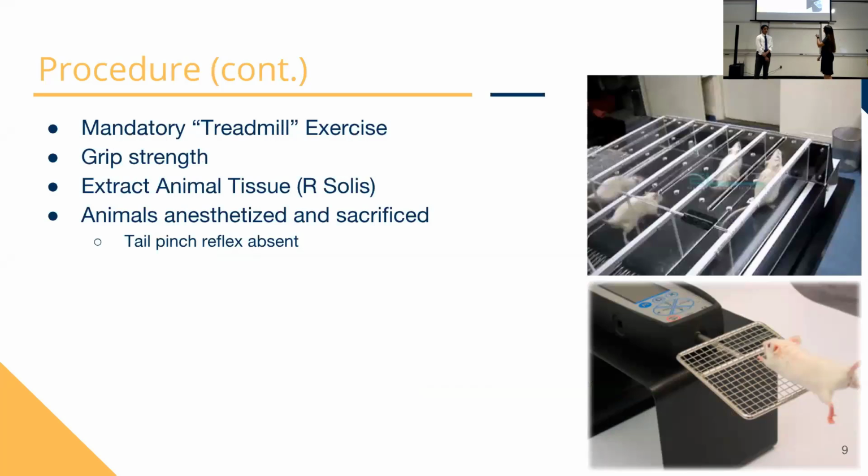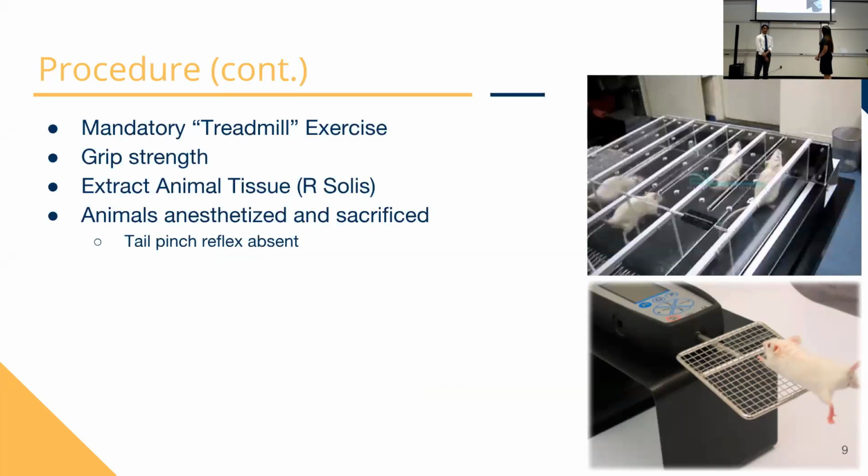In the image right here, you can see that the rat was placed over a stationary object, and they grabbed onto it, and when their tail was pulled, we were able to quantify the strength that they used. Overall, in the end, we wanted to see that that strength decreased because doxorubicin was affecting the skeletal muscles.